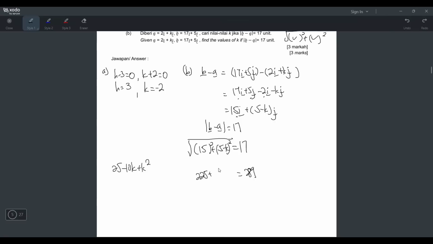But I will not expand. I will leave it like this, right? Yeah, it's better to not expand actually. But even if you expand also, you will get the same answer. So it's up to you, right?